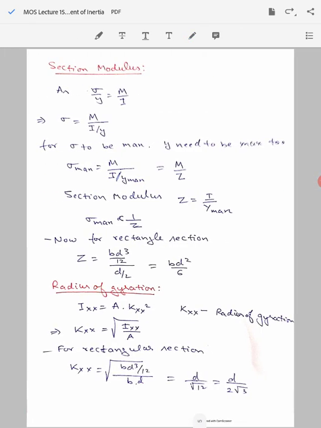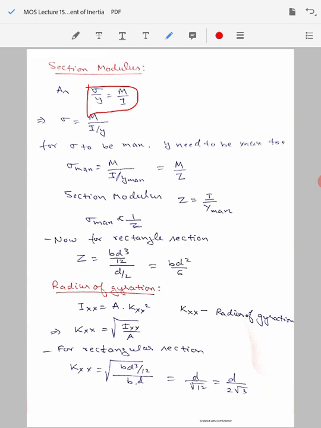Now let's understand a few more terms which will be very useful for us. So let's talk about the section modulus. This is nothing but the relation that we have derived already, sigma by y is equal to M by I. I can write sigma is equal to M divided by I by y. You see here, if you want the sigma to be maximum, your y needs to be max also. What is the y? y is the distance of the fiber from the neutral axis.